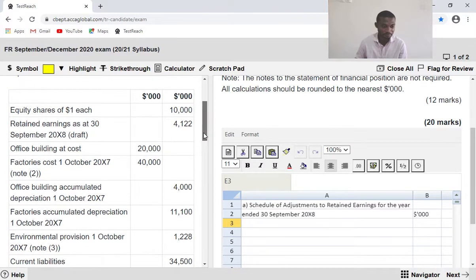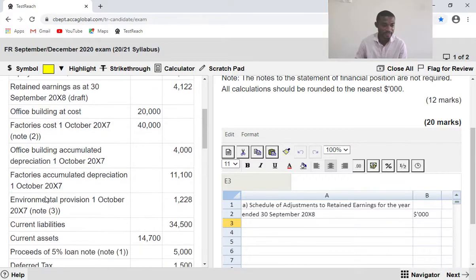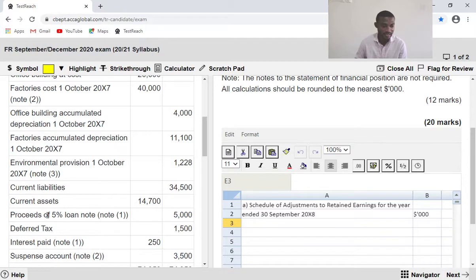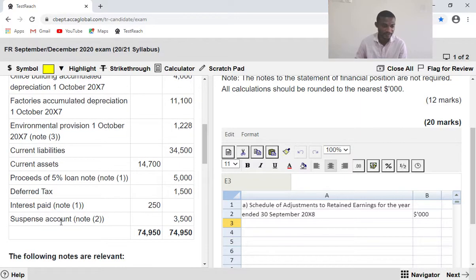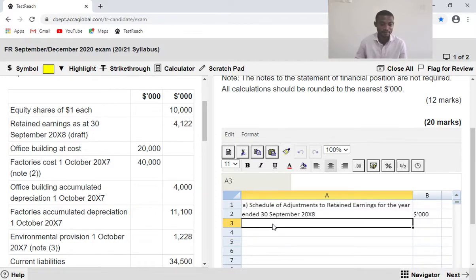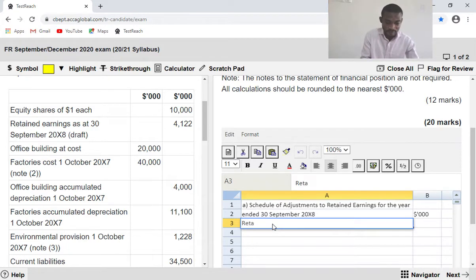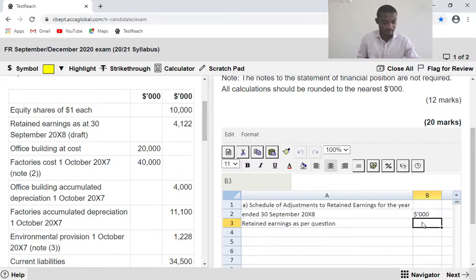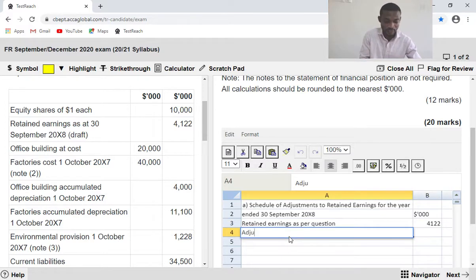So I have equity shares, I have retained earnings, office building, factories, environmental provision, current liabilities, current assets, proceeds from loan note, deferred tax, interest paid, suspense account. What I want to do briefly is to use the trial balance to build my pro forma. So I'll come here because we are making adjustments. I'll say retained earnings as per question, very simple. The figure is 4,122, so I'll put it there, and subject to adjustments, so I'll have adjustments.